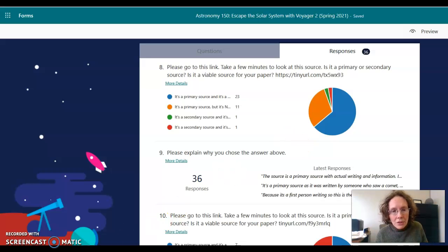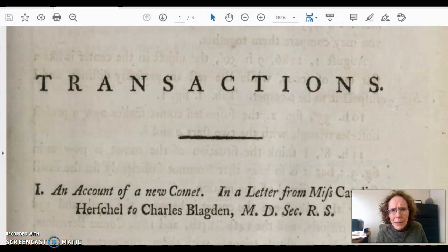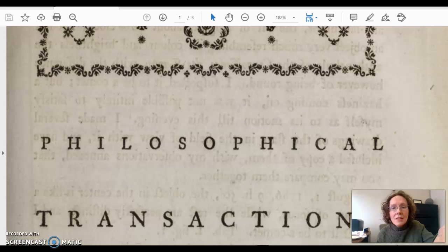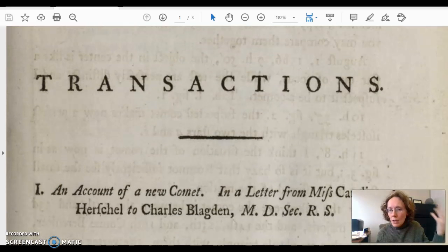This is a letter that she submitted, or that somebody submitted on her behalf, I think, to the Philosophical Society, or whatever they call themselves. Philosophical Transactions, right? This is a letter about her own observations of this new comet.